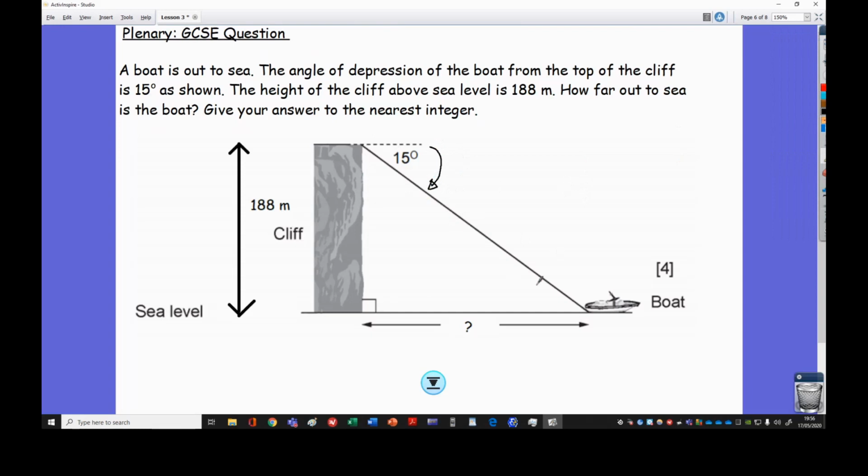Angle of elevation would be that. Okay. So the height of the cliff above sea level is 188 meters. We want to know how far out to sea the boat is. So this is like a realistic navigation problem. Not exactly like this, but you might have a problem where there's a lighthouse and you want to know how far the lighthouse is from the boat, things like that. They do use this in real life, in navigation, in air traffic control, various things like that.